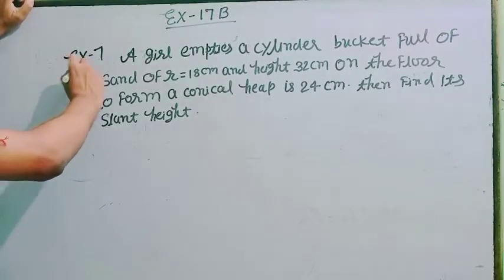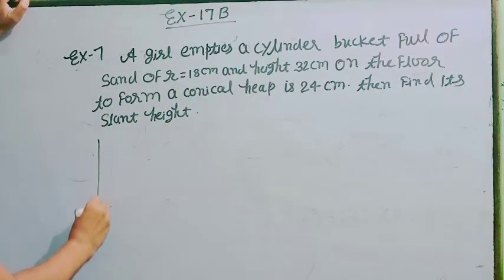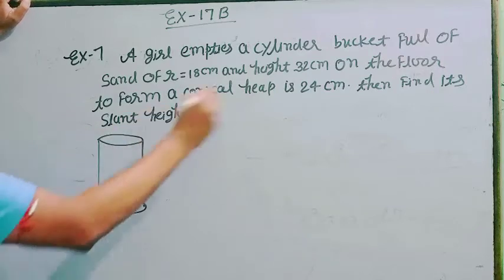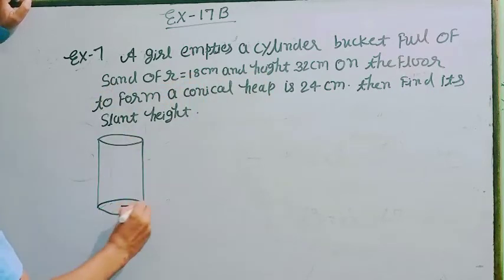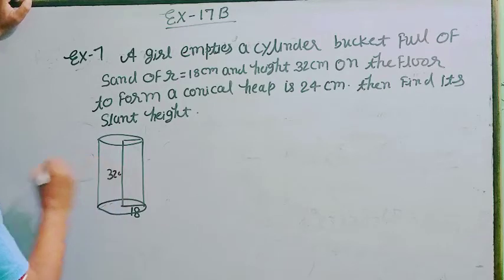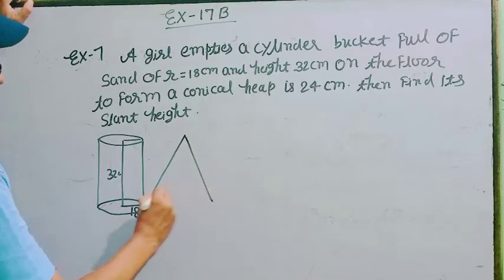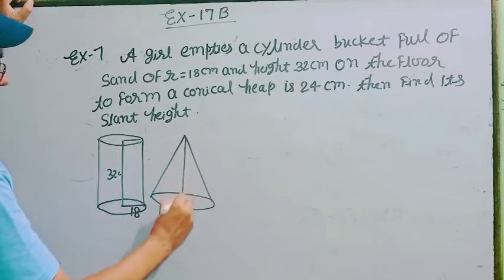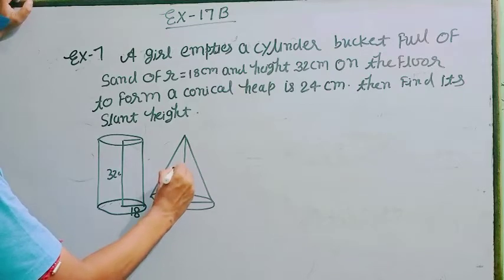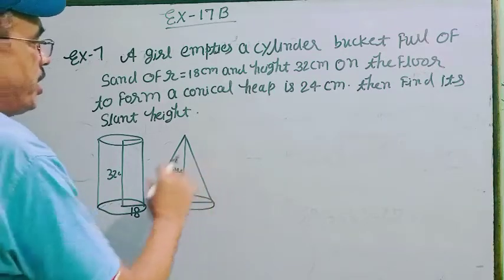Now see example 7. A girl empties a cylindrical bucket full of sand, of radius 80 cm and height 32 cm, on the floor, and forms a conical heap with a height of 24 cm. Then find its slant height.